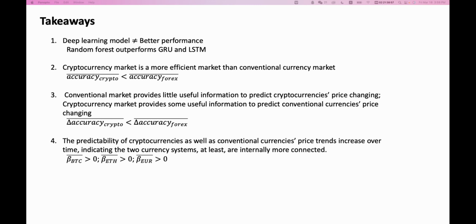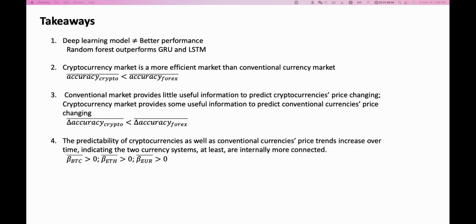I mainly have 4 takeaways from this project. First, complicated models do not mean better performance. In my experiment, I found that on average, the random forest model outperforms GRU and LSTM. Second, the cryptocurrency market tends to be a more efficient market than conventional currency market. The evidence is that for all the 6 models, even the benchmark model, the mean accuracy for EUR price prediction is larger than the accuracy for Bitcoin and Ethereum price prediction. The more efficient a market is, the less predictable its price is.